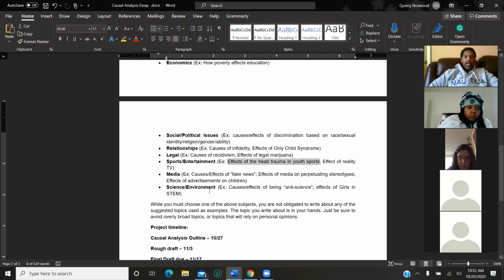science and environmental issues, causes or effects of being anti-science. That is kind of a dangerous trend that's happening in our society today. And by dangerous, I mean that in the most nonpartisan way. All right, it's just kind of a dangerous place. Or effects of girls in STEM. And STEM is science, technology, engineering, math. And there's kind of a push to get more females involved in this field, which is a great thing.